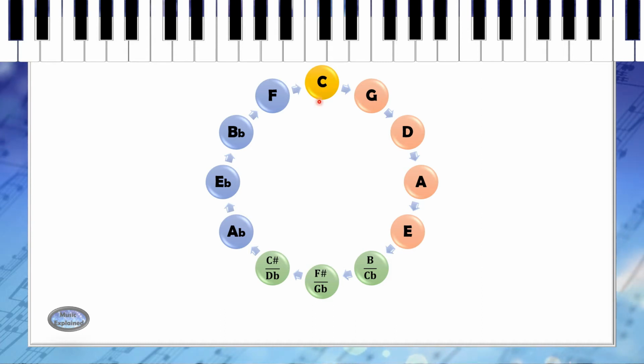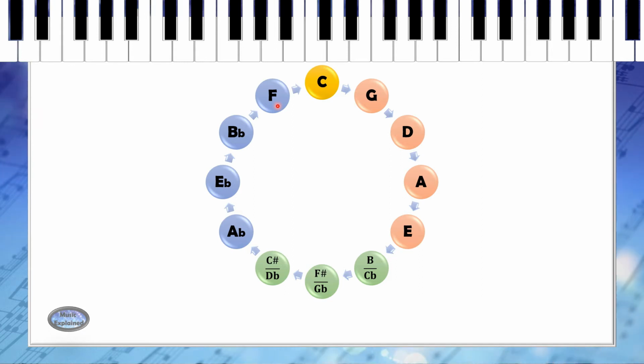Let's start again from C major. When we move counterclockwise, a perfect fifth down from C, that means we count 7 semitones or half steps moving down from C. This is C. 1, 2, 3, 4, 5, 6, 7. That is going to get us to F. That means F major is the first major scale with 1 flat accidental.